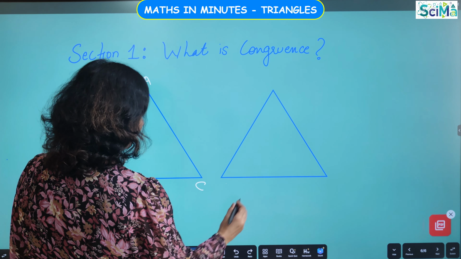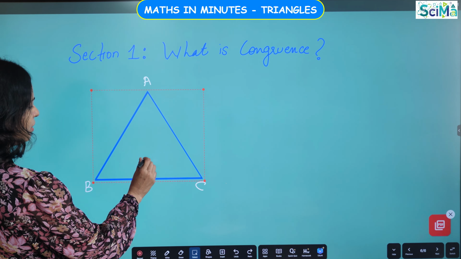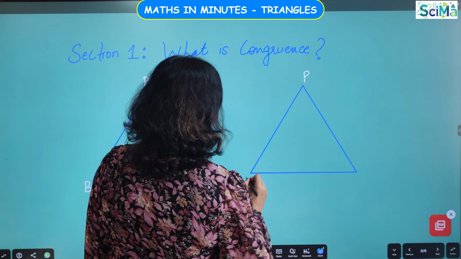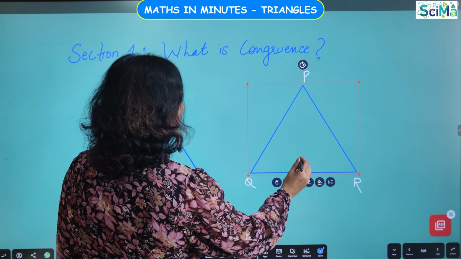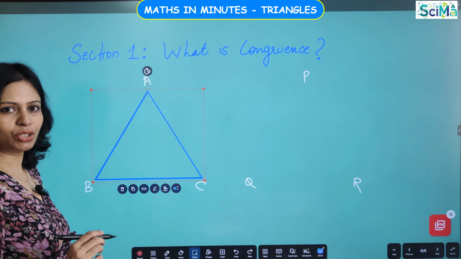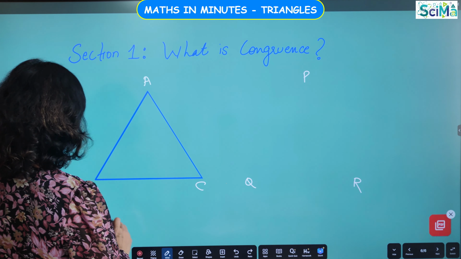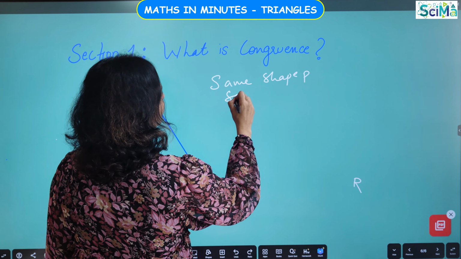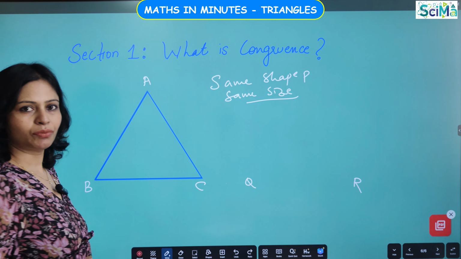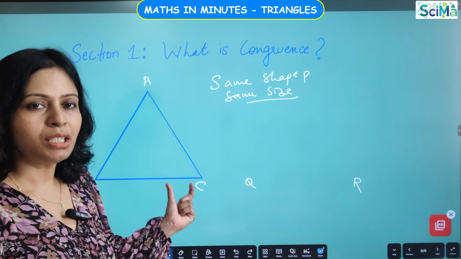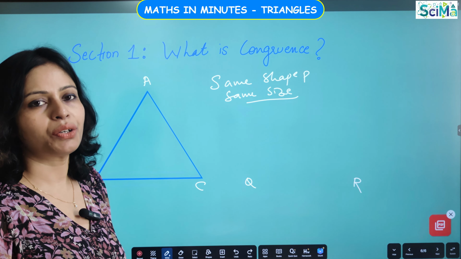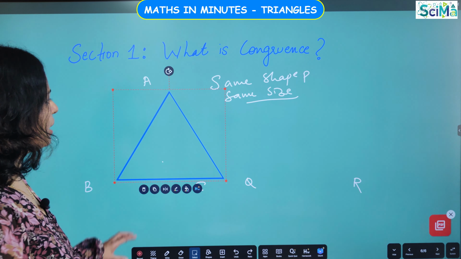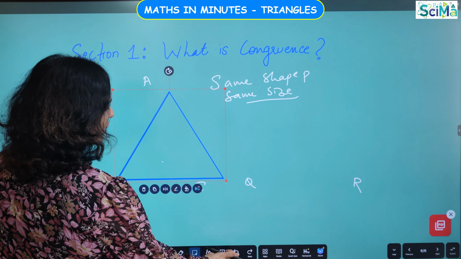If I say this triangle fits exactly on this triangle, let's name the other triangle P, Q and R. What does it mean if it exactly fits on that? It is of the same shape and same size. Those two triangles which are of the same shape and same size are called congruent triangles. So these two triangles have become overlapped with each other, so you can see they are congruent triangles.